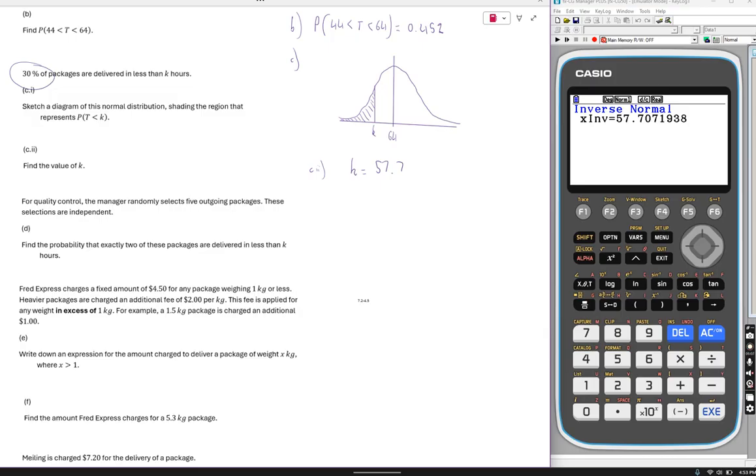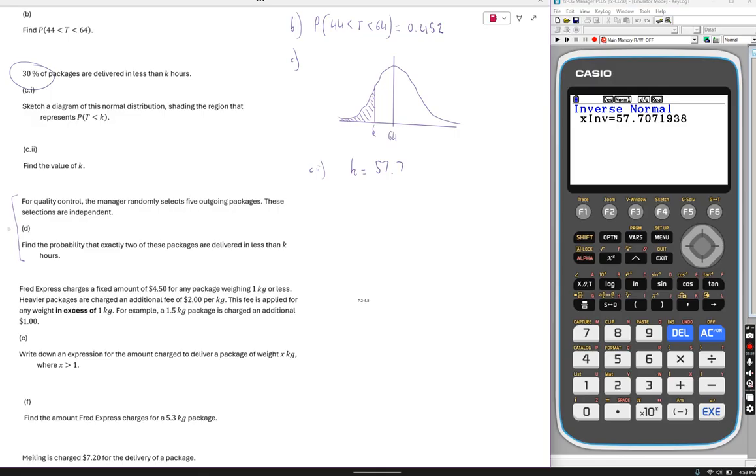For quality control, the manager randomly selects 5 outgoing packages. These selections are independent. Find the probability that exactly 2 of these packages are delivered in less than K hours. Now, this is probably the hardest part of the question, because you need to recognize that it now has turned into a binomial distribution style question. How do you know? It says these selections are independent.